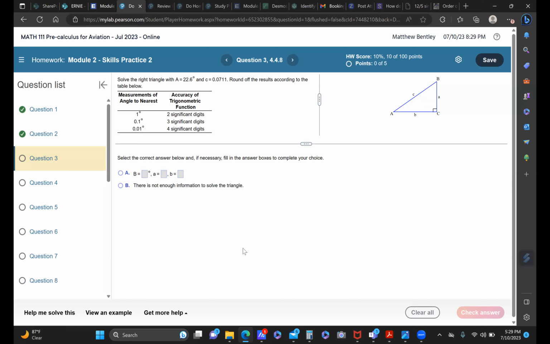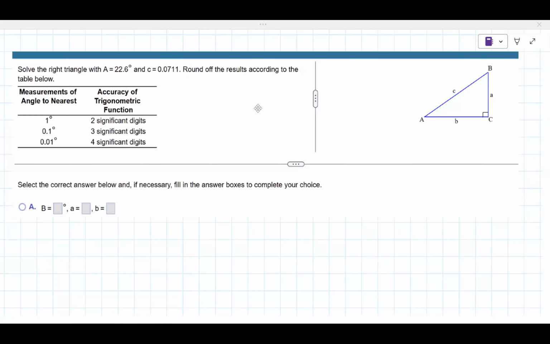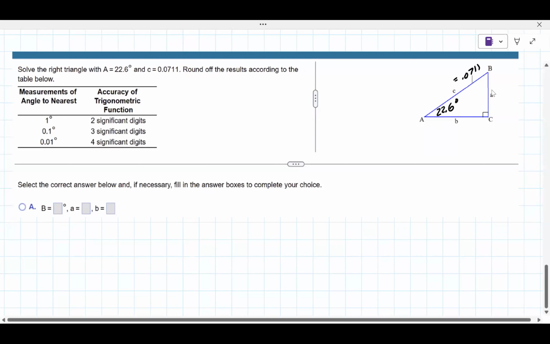So I'm going to grab my snip here. I'm going to share my screen, and we'll talk about what to do. Again, I would definitely encourage you to take notes as we go, and even do the calculations as we go. That's very important here. So you can see on the right here, there's a triangle. Angle C is 90. Angle A is 22.6. Probably good to put that in. C is 0.0711. And then we're trying to find A, B, and then big angle B.